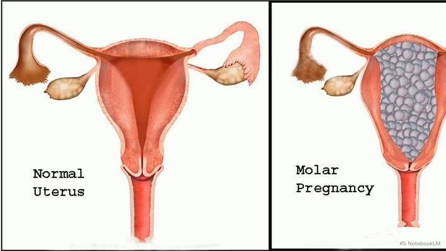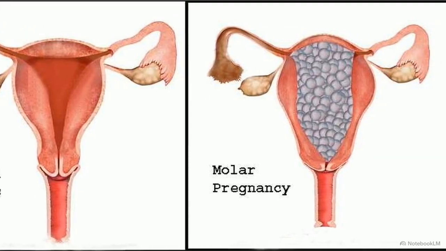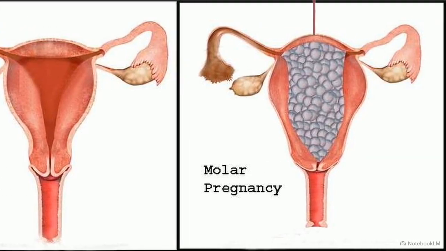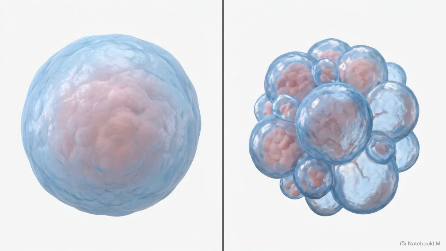We can see the scale of this disease by comparing a healthy uterus on the left to a molar pregnancy on the right. Instead of a fetus, the uterine cavity is filled with millions of fluid-filled vesicles. These abnormal processes are classified as either complete moles or partial moles.